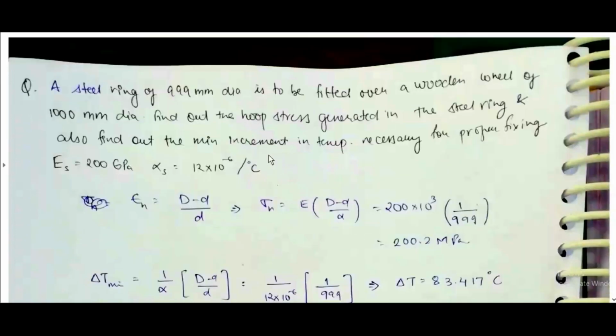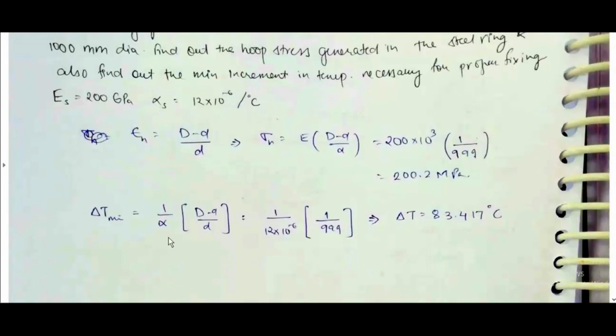An example based on the above: a steel ring of 999 mm is to be fitted on a wooden wheel of 1000 mm. Find out the hoop stress generated in the steel ring. That is nothing but epsilon h is equal to capital D minus small d by small d. And find out the increment in temperature necessary for proper fixing. Delta T is equal to 1 by alpha times the hoop strain. Sigma h is equal to E into hoop strain.